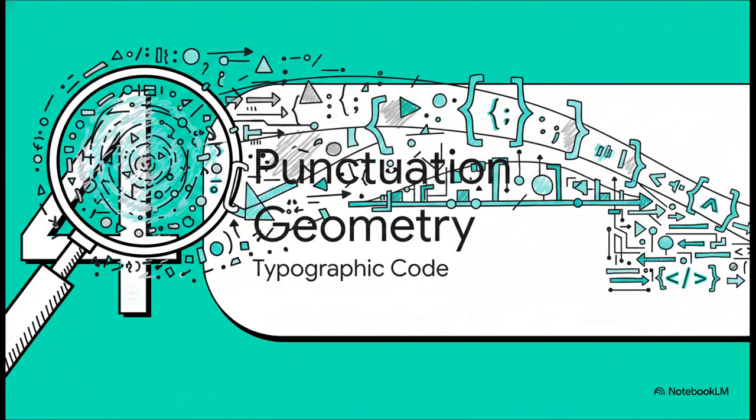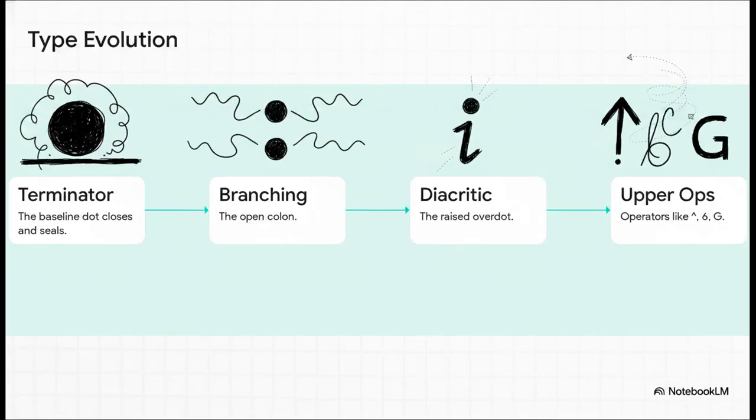Section 4. Punctuation as geometric code, typographic code. We are zooming in even further now. We are entering the geometric inevitability of typographical marks. This is where punctuation essentially becomes a direct bridge to computer code.